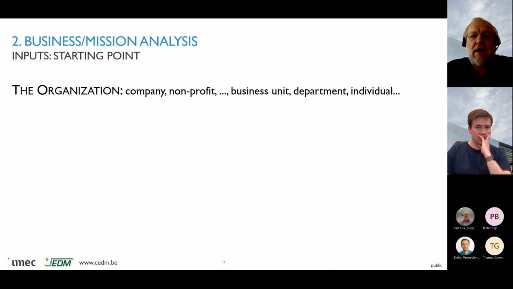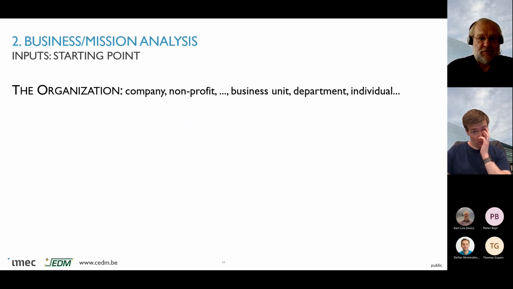Now, there is a starting point of a business analysis, and it always starts with the organization that takes the initiative to address a certain opportunity or a problem. That organization, in a broad sense, can be a commercial company. It can be a non-profit organization, but it could also be a business unit of a company, a department, or even an individual. Then we have to look at all the aspects of the organization that can play a role in defining the viability of a business opportunity.